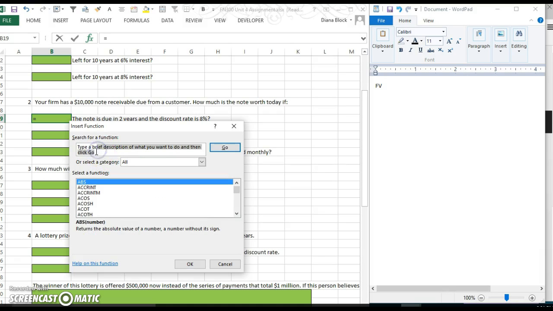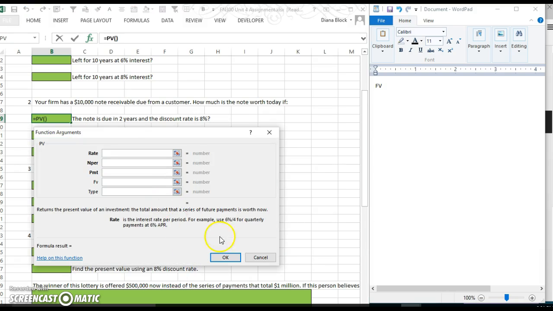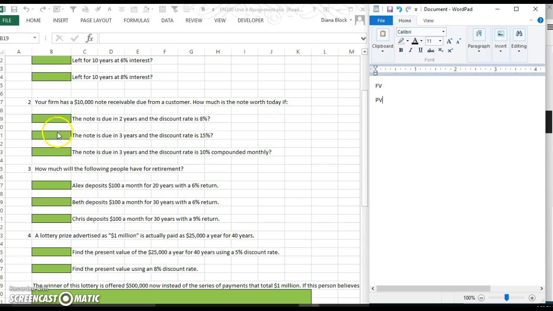So if it's not already there for you, you'll go to All and find present value, which is PV, and you'll use that function the same way you use the FV. You'll enter your rate, the number of periods, and then that future value amount. And Excel will calculate for you what the present value of that future payment is.